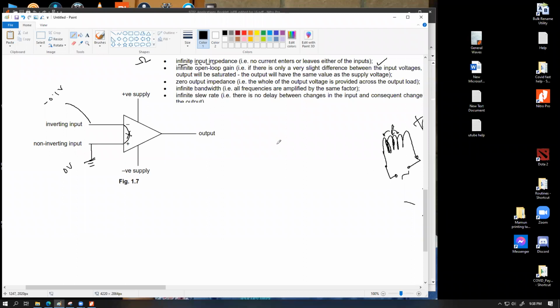Infinite open loop gain means what we found out in the equation, that the output of an op-amp is given by infinite open loop gain multiplied by this ratio, which can also be written as V out equals A naught into V in. From here we can define A naught. A naught is actually given by the output by input voltage.